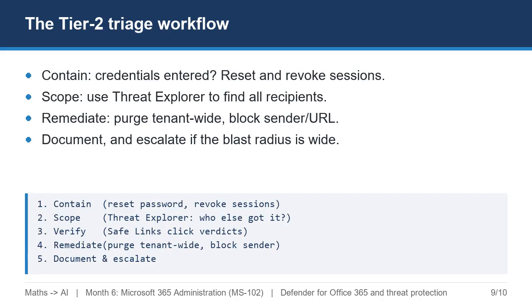Here's the workflow that turns panic into a process. First, contain. Ask whether they entered credentials, and if so, reset the password and revoke their sessions immediately. Second, scope it. Use Threat Explorer to find everyone who received the same message. Third, verify what Safe Links actually blocked or allowed. Fourth, remediate. Purge the message tenant-wide and block the sender or URL. Finally, document it and escalate to security if the blast radius is wide. Contain, scope, remediate, every time.